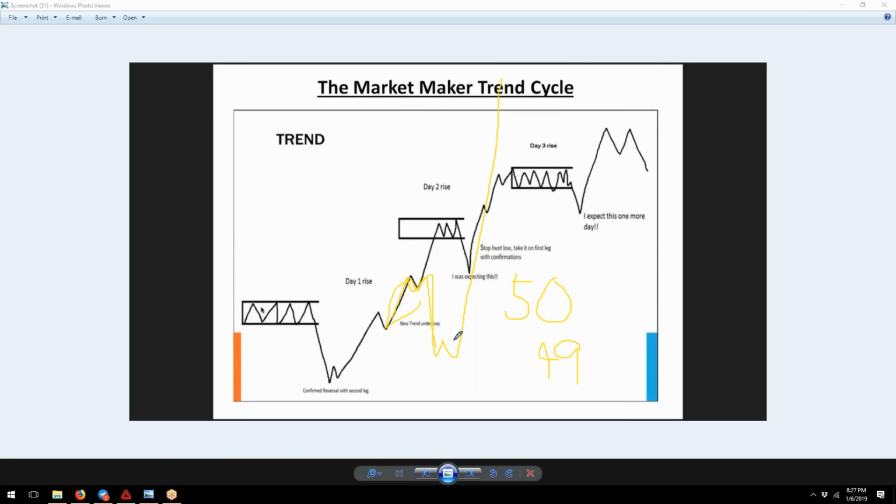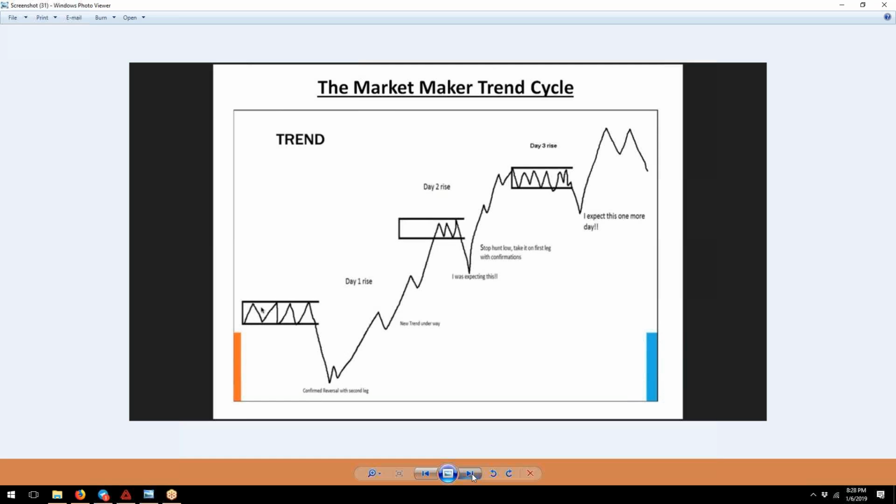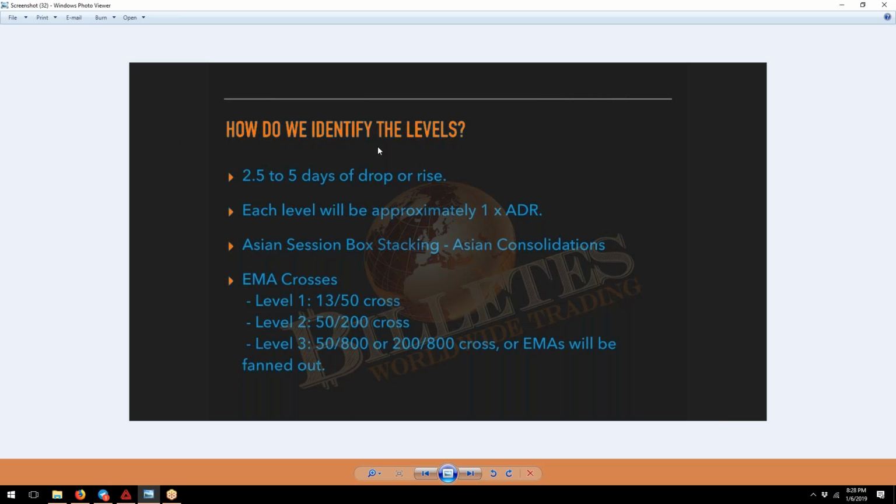Now, sometimes you might not get the V1. Then you might get another W, and then another W. That could happen as well. Okay, let's continue with the levels. Just want you to understand that. And that's why you have to understand how the levels work, how to identify the levels.